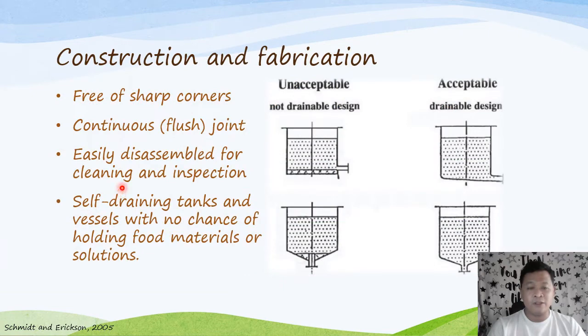General requirements for construction and fabrication: there should be no sharp corners, dapat rounded. The joints should be continuous or flush. So dapat same diameter sila. Parang ganyan, may flanges. Madaling i-disassemble, and tanks should be self-draining, no? Walang chance na mag-pool yung water inside for sanitary purposes.